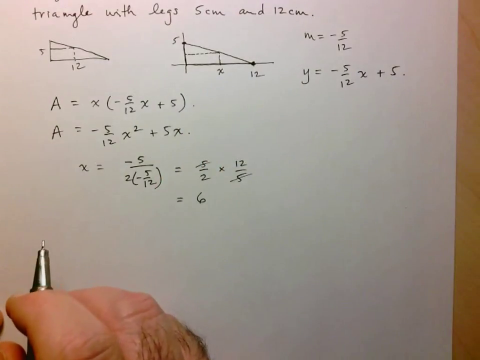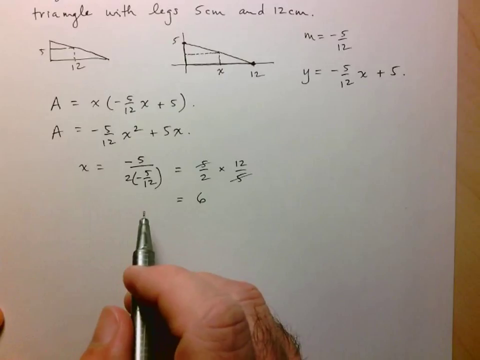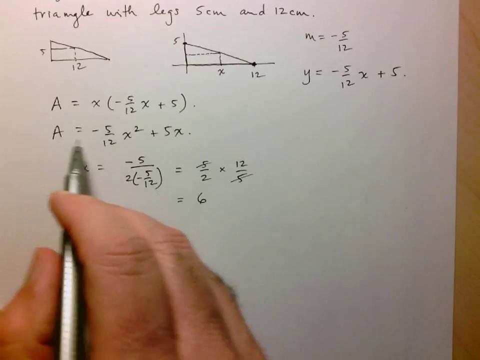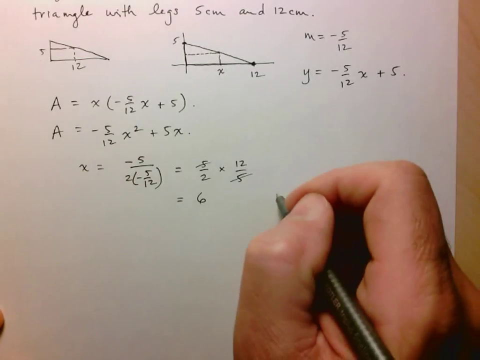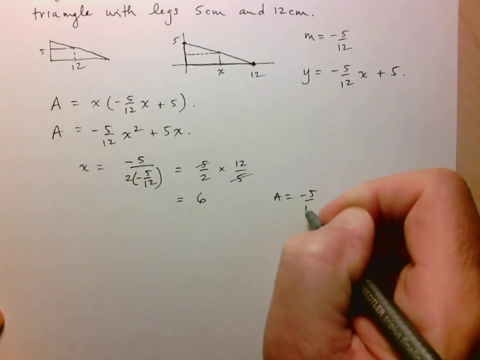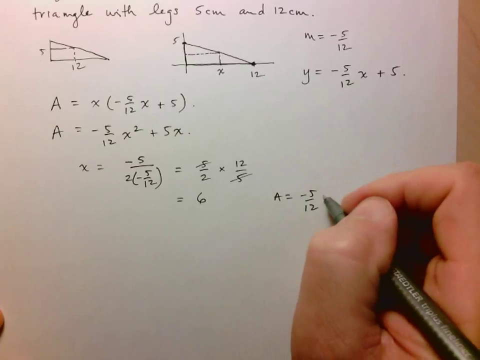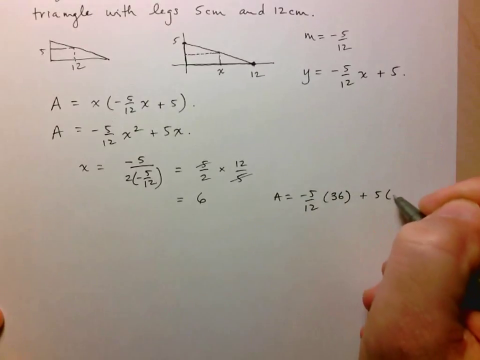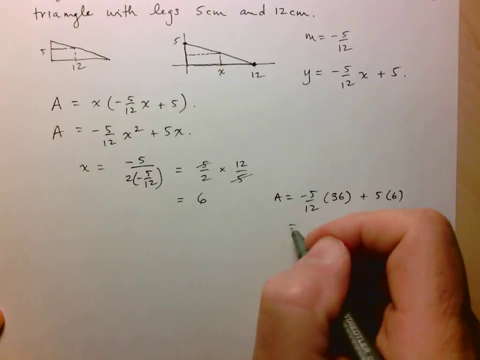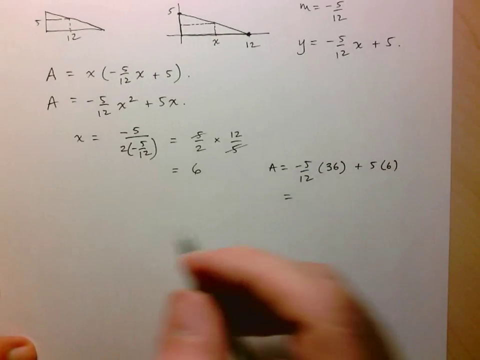Now, they're actually asking me for the maximum area, so we can calculate that here without determining the height. So let's do that. Area is equal to -5/12 times 6 squared, so that's 36, plus 5 times 6. So here, what do we have?